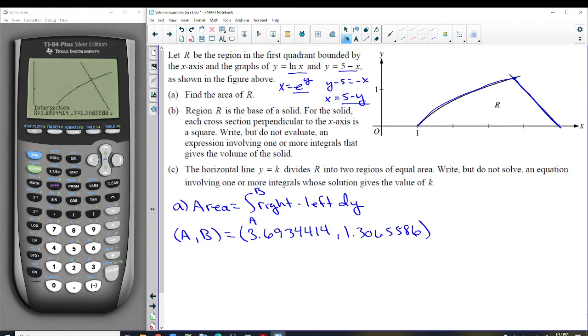So now to find the area, we're going to go integral from 0 to B, because we're doing this with respect to y. We're doing right minus left. The right function is the line. That's 5 minus y. And the left function is e to the y, dy.